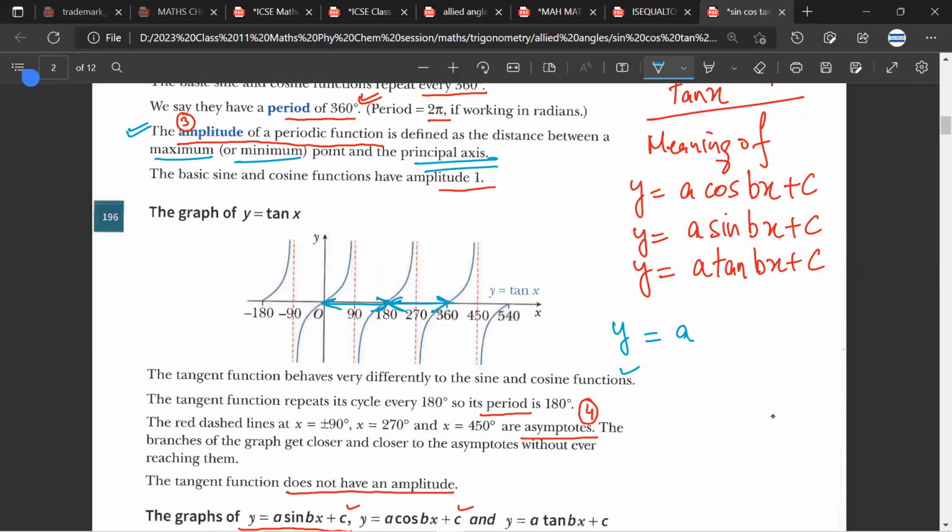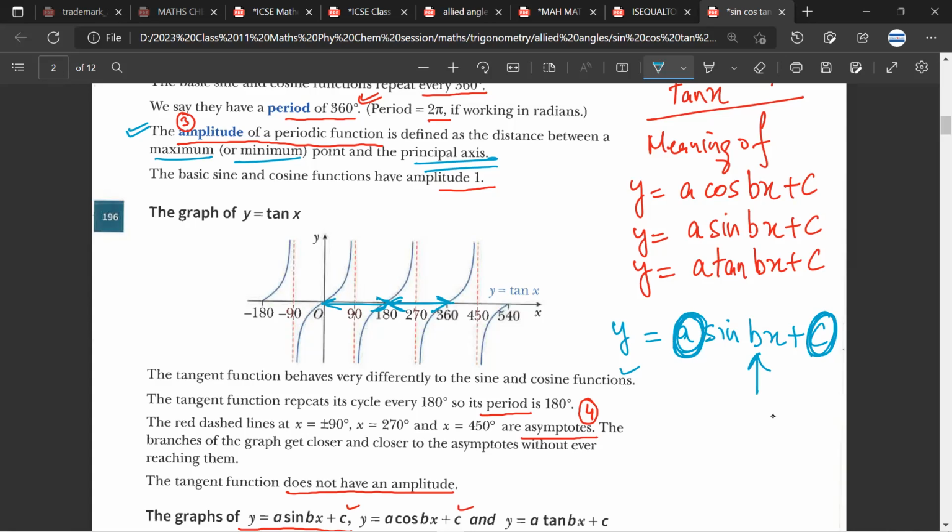Now let us understand. See, our target was to understand y is equal to a sin(bx) plus c. We have understood what this a does. We have understood what this c does. Now we will focus on what this b does.